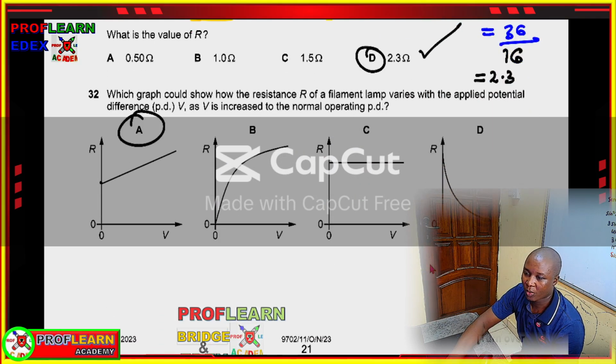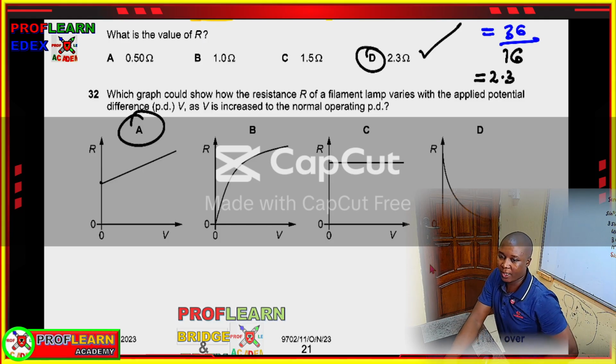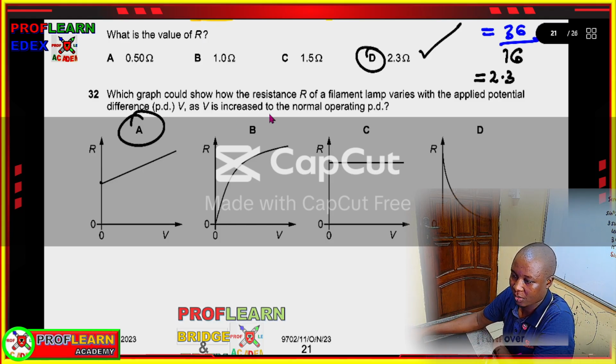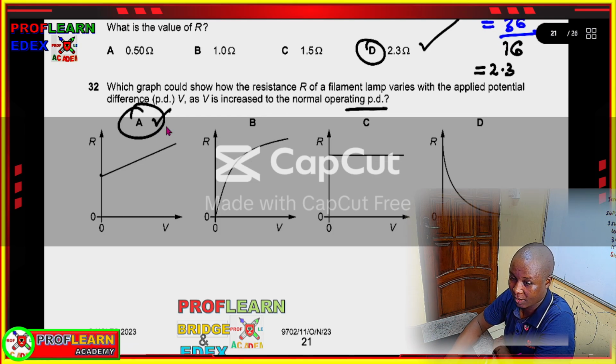Which graph could show how resistance of a filament lamp varies with applied potential difference across it? Across the normal operating range, as V is decreased, the resistance will be decreasing, and then we are going to take our answer as that.